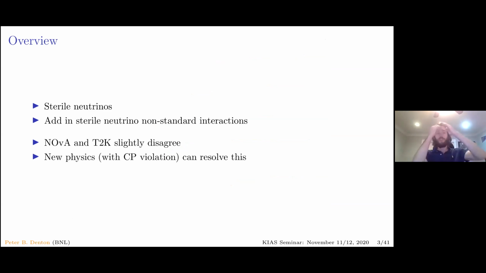All right, so here's the overview of my talk. First, I'm going to talk about sterile neutrinos and why there may or may not be sterile neutrinos in the data. And then I'm going to talk about what it looks like to add in non-standard interactions and sterile neutrinos at the same time. Then I'm going to talk about some very new data from just a couple of months ago from the long baseline world, from NOvA and T2K, and how new physics with, in particular CP violation can resolve this very slight tension.